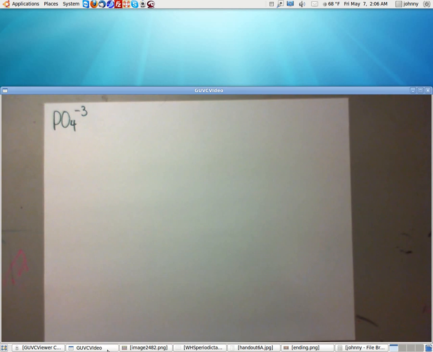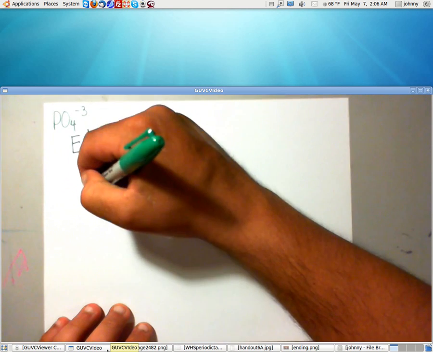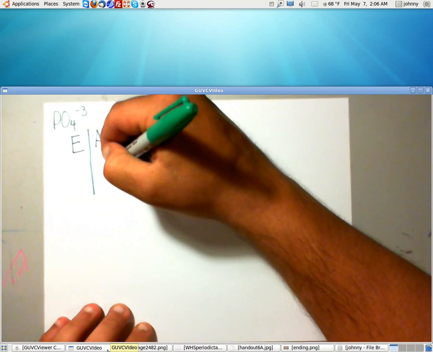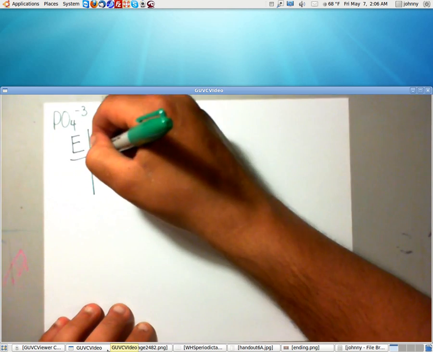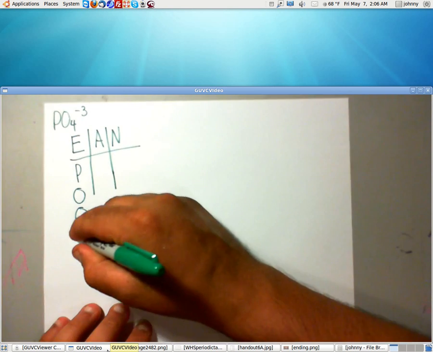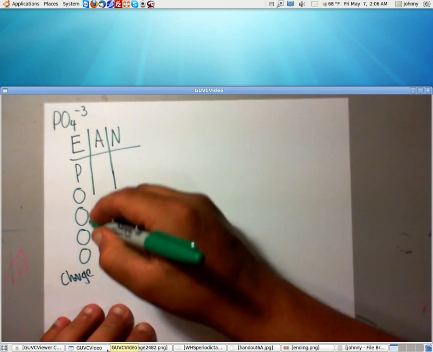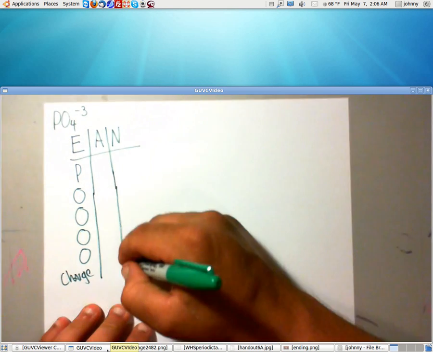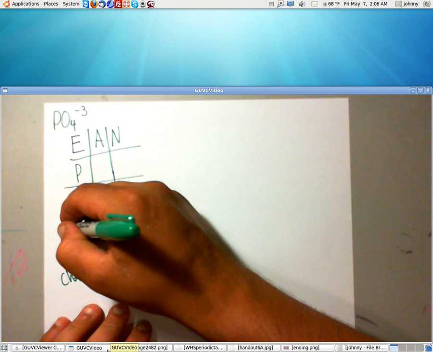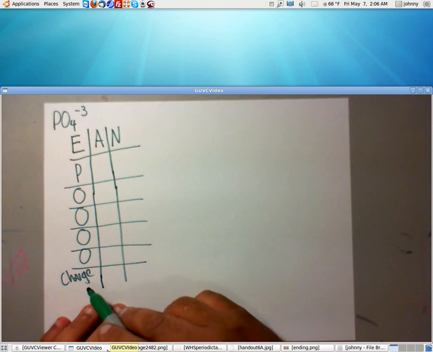Alright, so let's look at the problem we're going to do tonight. We're going to do PO4 negative 3. Let's go ahead and start our EN chart. Let's make a list. We've got phosphorus, we've got 4 oxygens, 1, 2, 3, 4, and we got another charge on this one. So we make a list of those, and then we look to see what column they're in on the periodic table to get the valence electron count.